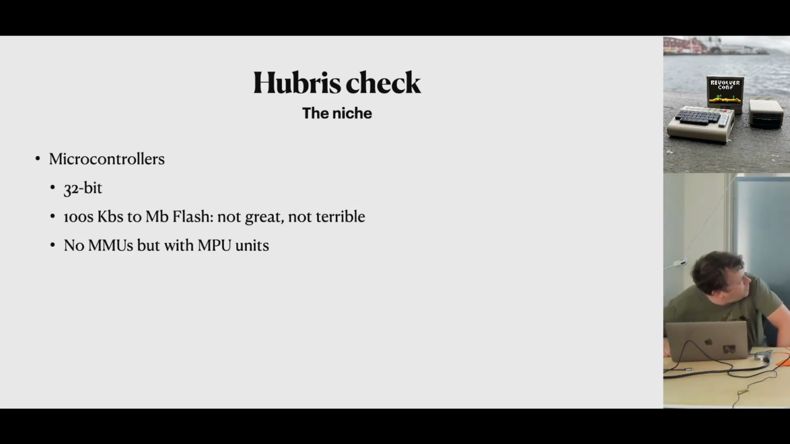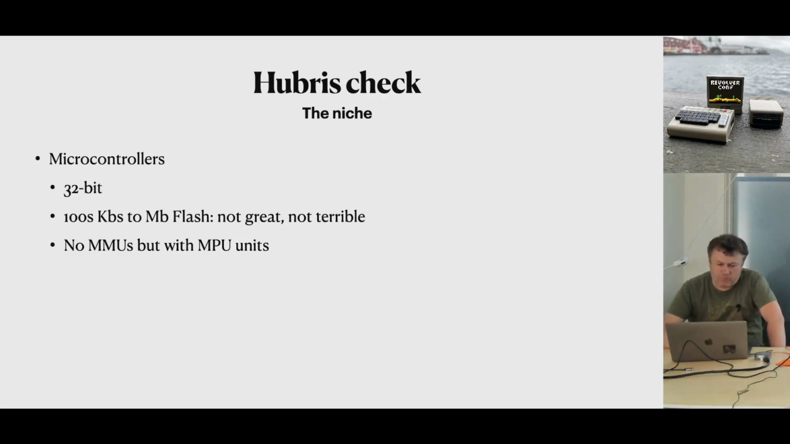These microcontrollers typically have no MMUs, but Hubris requires memory protection units. Why? Because it uses memory protection for secure task separation.